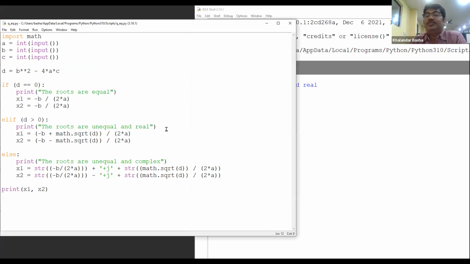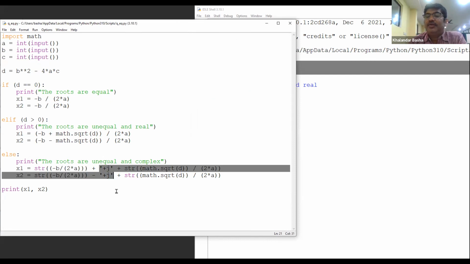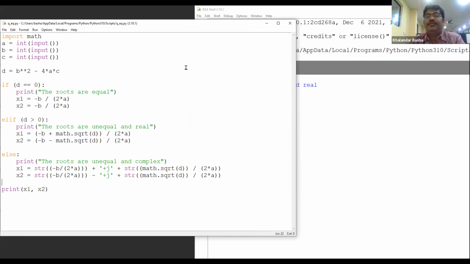So is everyone clear about this program for finding the quadratic equation roots? Here the only change is for handling the imaginary case, so I'm putting the imaginary expression with the plus j. The imaginary part is always represented with the j symbol. If you have any doubts, you can ask me. If you are clear, you can make a note of this.